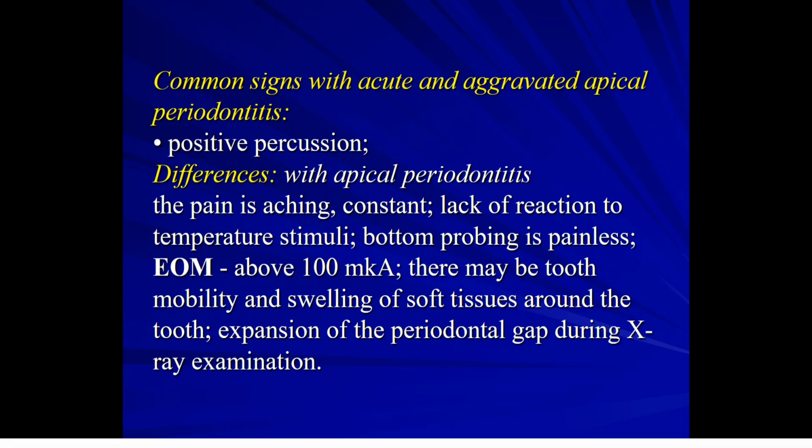Common signs with acute and aggravated apical periodontitis. There is only one common sign, positive percussion. And the differences: the pain is aching, constant, with lack of reaction to temperature stimuli, bottom probing is painless, electrodontometry above 100 microampere. There may be tooth mobility and swelling of soft tissues around the tooth, and expansion of the periodontal gap during X-ray examination.